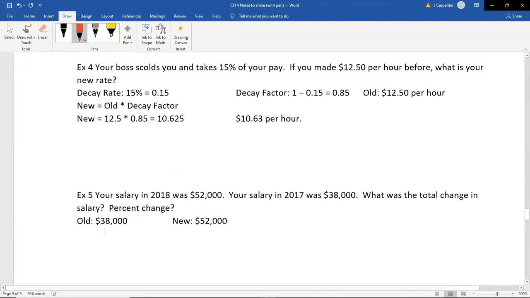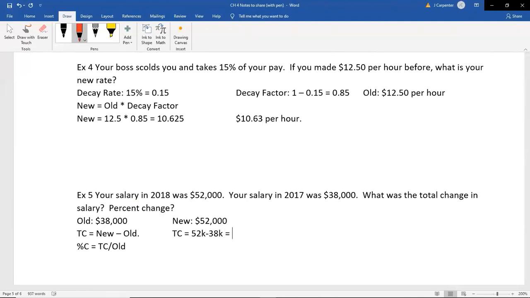So we're going back to total change is new minus old. And then percent change is the relative change. It's the total change divided by the old. Again, we've seen those formulas half a dozen times now. So your total change is the 52K minus the 38K. And if you do that, you get 14,000. That's an increase. We went up from 38 to 52. We gained $14,000 in salary.